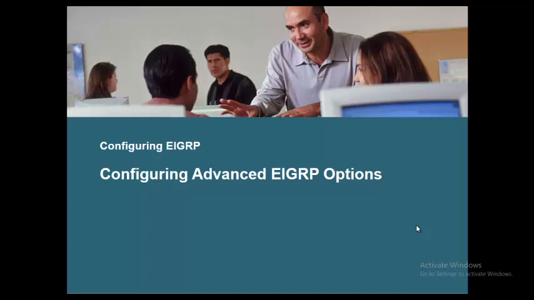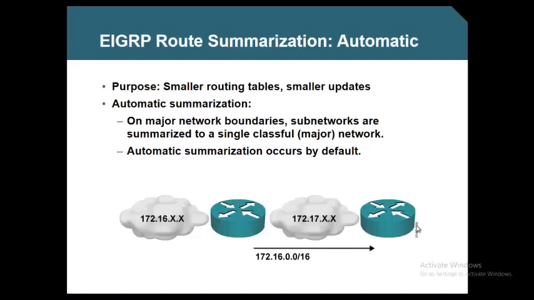To reduce the size of the routing table, summarization is one of the methods. We'll be seeing other methods later. One of the methods is summarization. Every routing protocol supports summarization.